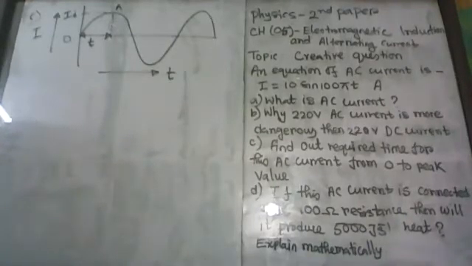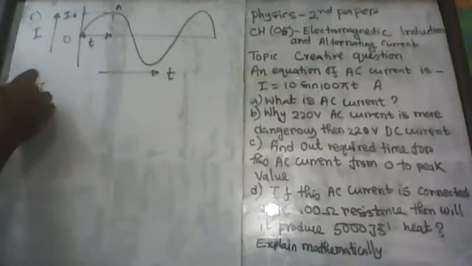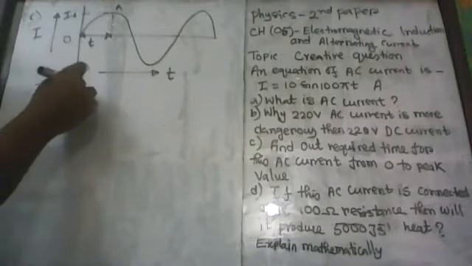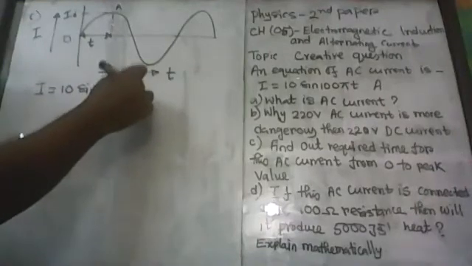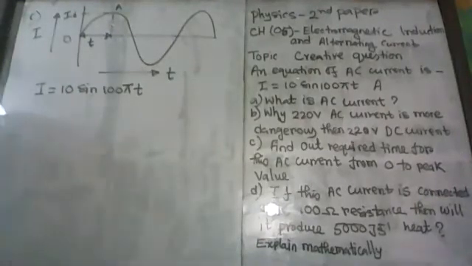To find out this time, I need to know the time period or frequency of this AC current. So let's see how I can find this. You know that the equation of AC current is I equal to 10 sine 100 pi T. This is the given equation. Now, to find its different properties, you have to compare this equation with the standard equation.